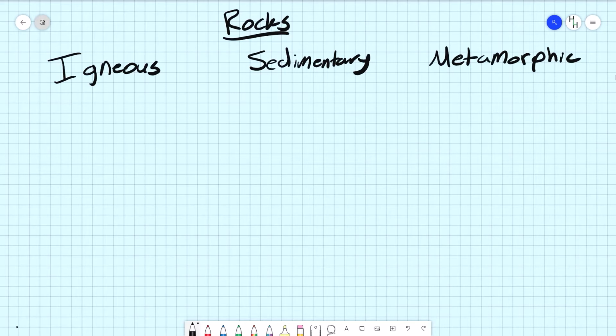Today we are going to talk about rocks. Now, when we're talking about rocks, there are three types we're going to focus on. We have igneous, sedimentary, and metamorphic.